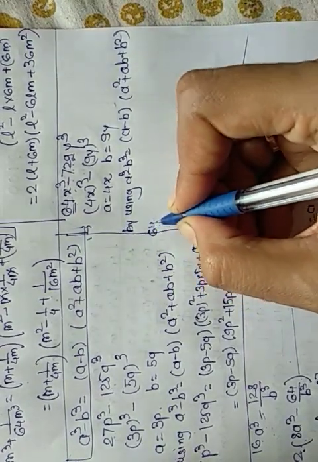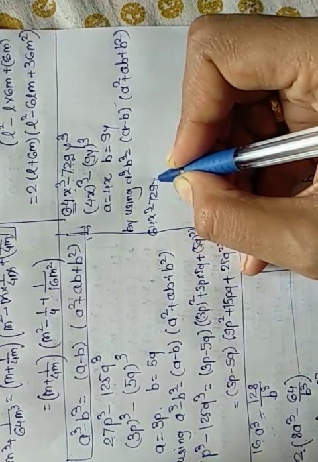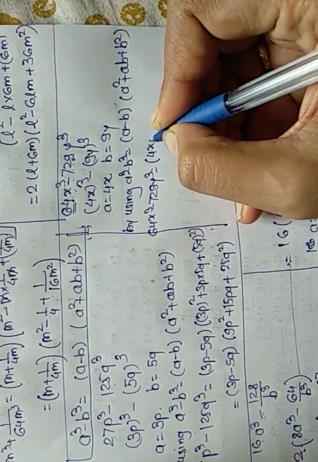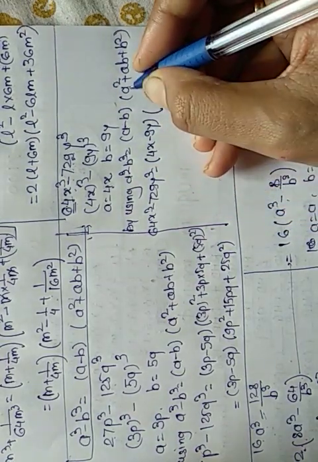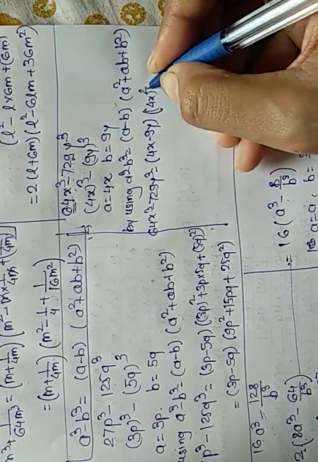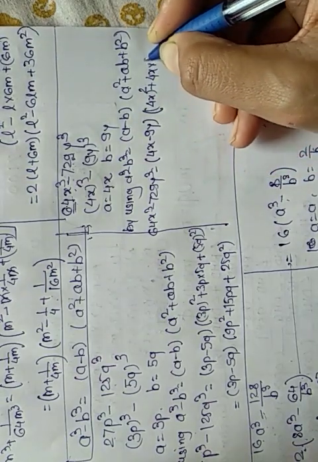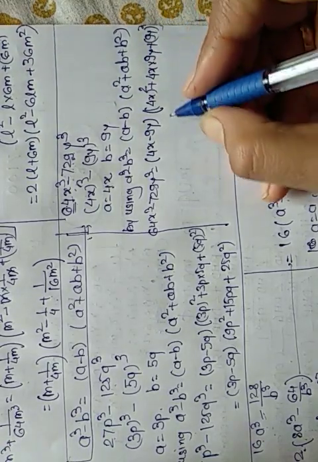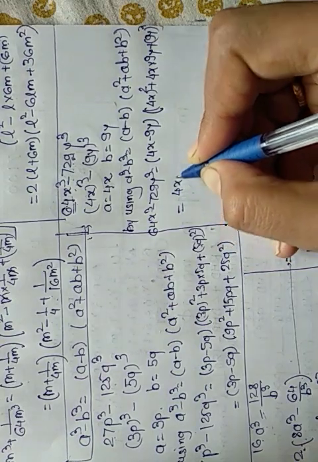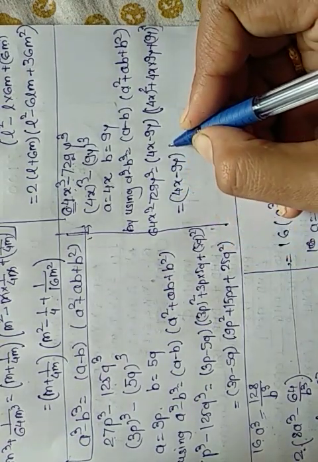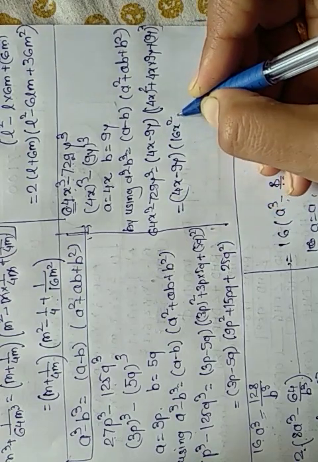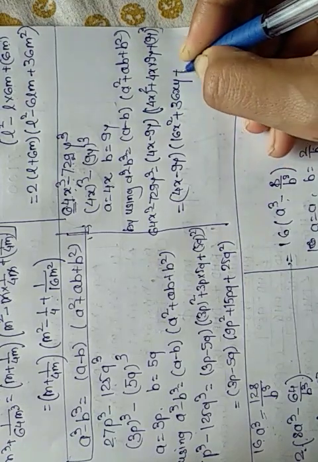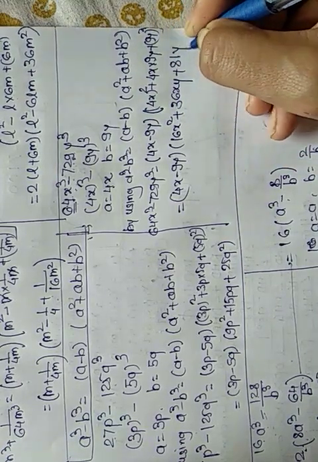So here 64x cube minus 729y cube is equal to the first bracket a minus b, that is 4x minus 9y, and another bracket a square, that is (4x) square, plus 4x into 9y, plus b square, that is (9y) square. So the answer is (4x minus 9y) into the other bracket (16x square plus 36xy plus 81y square).